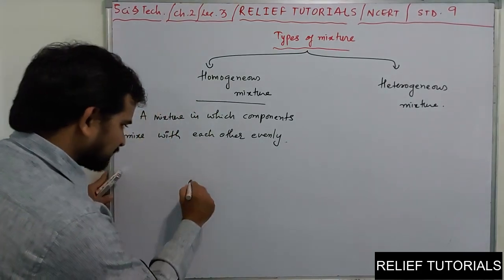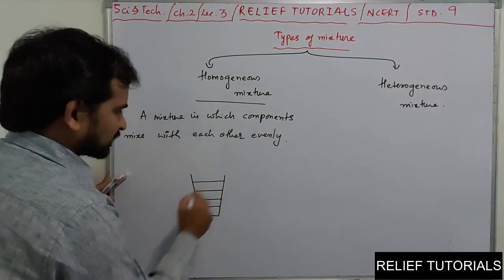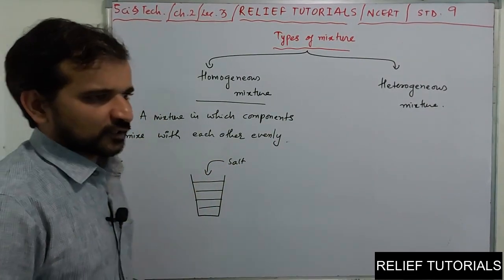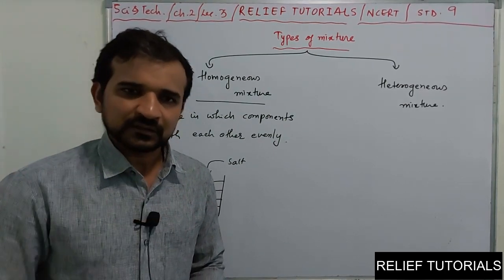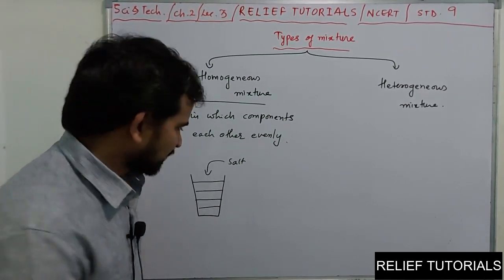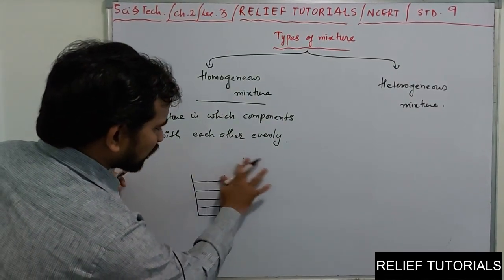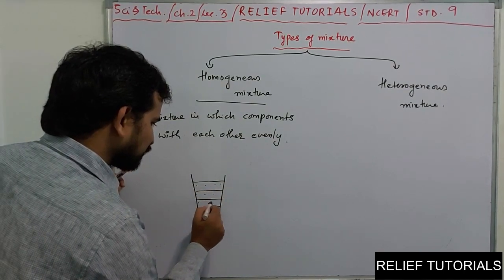For example, here is a glass of water, and in that we are adding common salt. We know that salt is a soluble substance in water. We stir it very well. So after some time, what will we see? We will see that the salt dissolved. So where do these salt particles go? The salt particles are present everywhere in the solution.